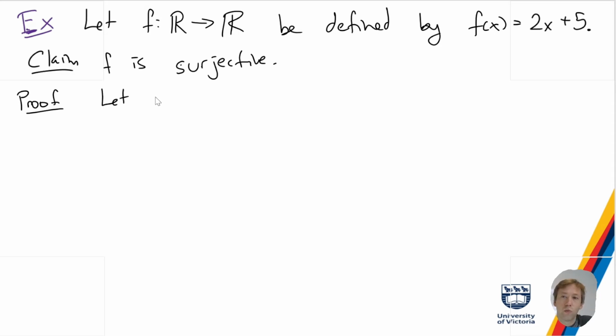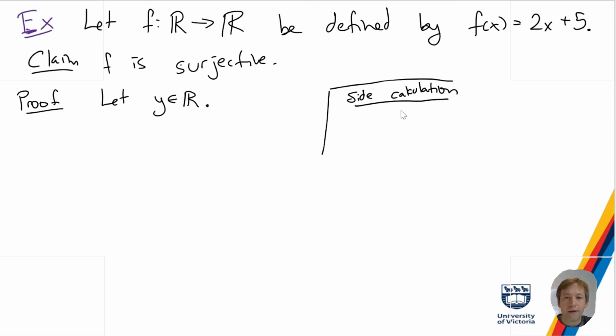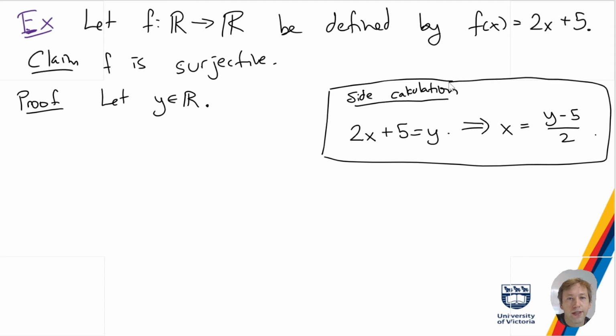So let y be any real number, and we want to show that it's in the range of f, so we want to find some x such that f of x equals y. Now, it's pretty easy to figure out how to do that. This is a kind of side calculation. If I wanted to have f of x equals y, what I would want is to find an x such that 2x plus 5 equals y. If I solve for x, that tells me that x is (y minus 5) over 2.